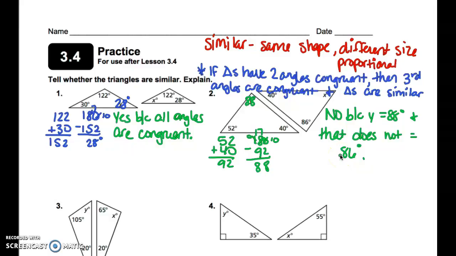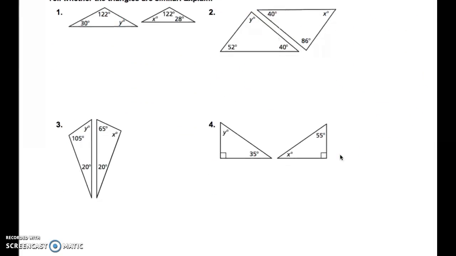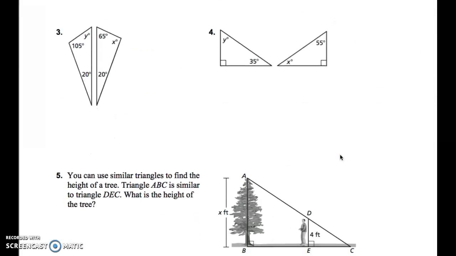Okay, I'm going to erase this so I can scroll down, so pause if you need to. Number 3. Okay, again, I see they share a 20-degree angle. So if I find that, let's say, x is 105, then they will be similar. So let's see here. We have 65 plus 20. You get 85. Subtract that from 180.